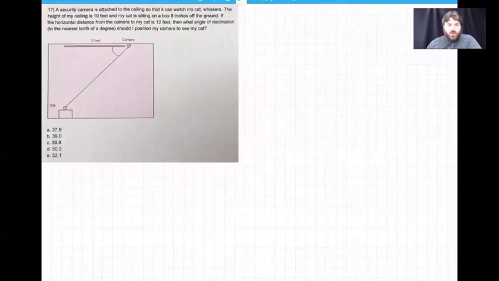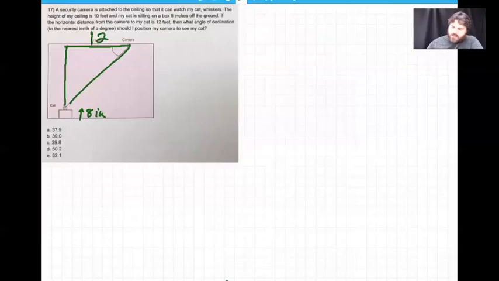All right, so you can see here that this is 12. It's actually labeled. It's a little hard to see. The cat is 8 inches off the ground. We only know this side. We don't know this side. Do we know the height? I think we do because it's a 10-foot ceiling. And we know the cat is 8 inches off the ground. So 10 feet minus 8 inches will be the height.